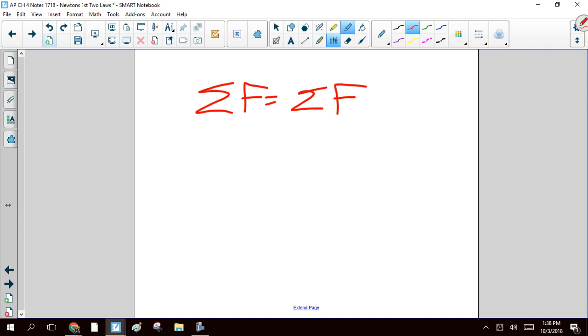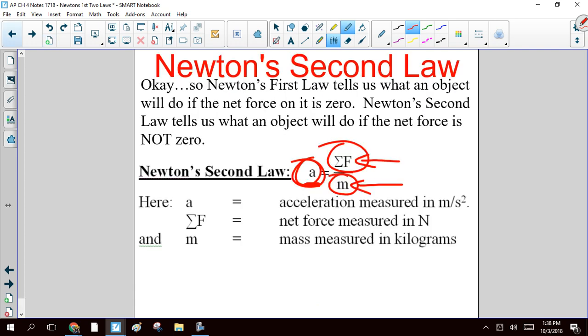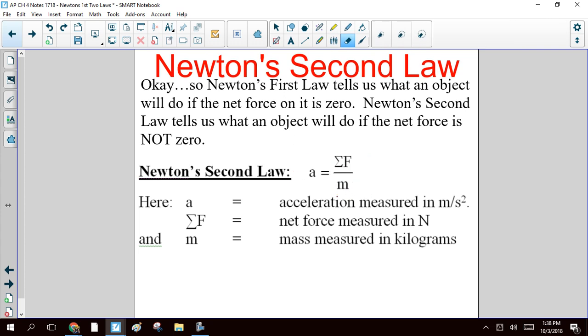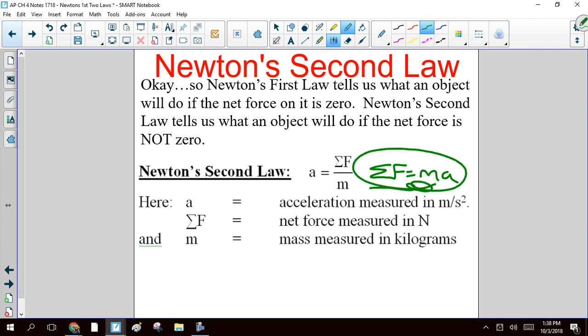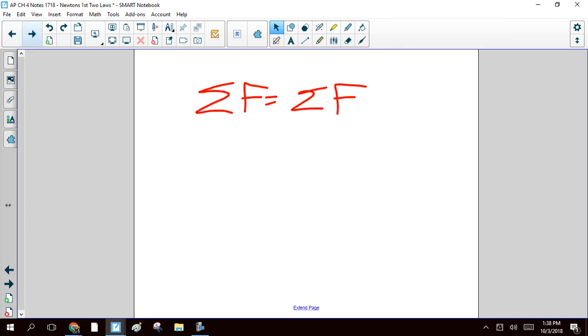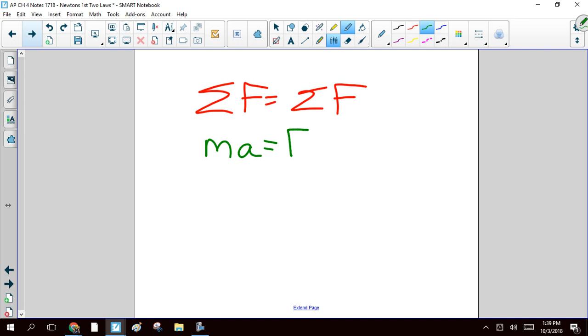Here's what this means. The net force acting on an object is equal to, well, if you rearrange this, it's the exact same thing as saying net force equals mass times acceleration, right? This is the way Newton's second law is usually stated in books, okay? So we will very frequently solve problems using this. Net force is equal to the mass of the object times the acceleration. It's also equal to the total of the forces. So force 1 plus force 2 plus force 3 plus whatever, okay?